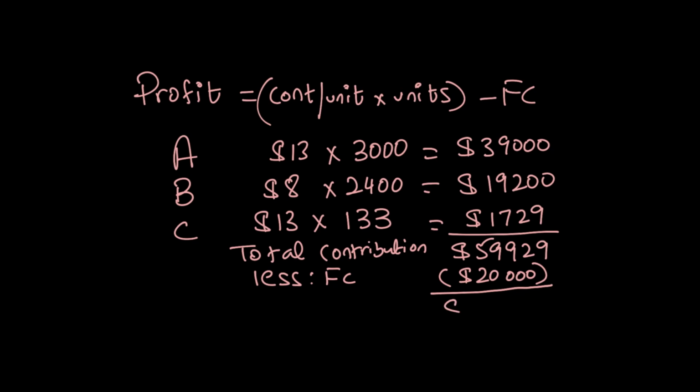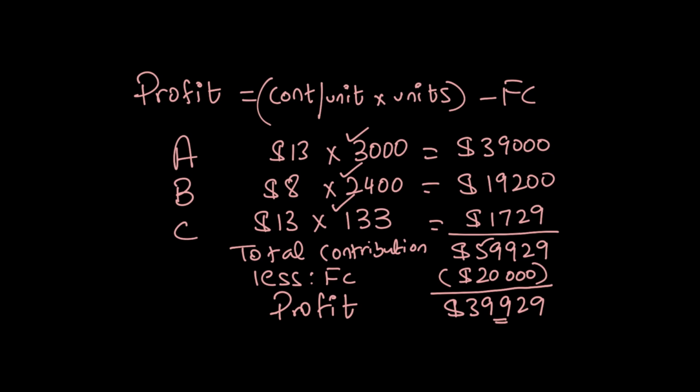And that gives us a profit of 39,929. That's the profit for part A. So with 5,000 kgs and a production plan of 3,000 of A, 2,400 of B, and 133 of C, the maximum profit the firm can make is 39,929. There will be no other combination with 5,000 kg that can give us a higher profit.